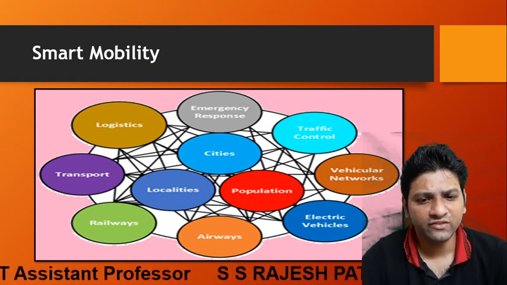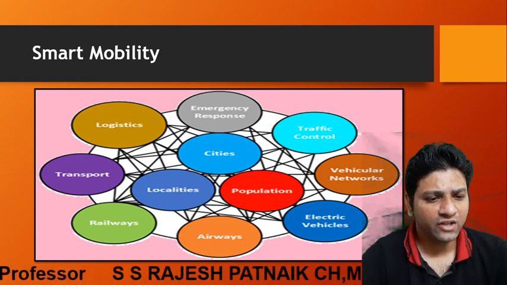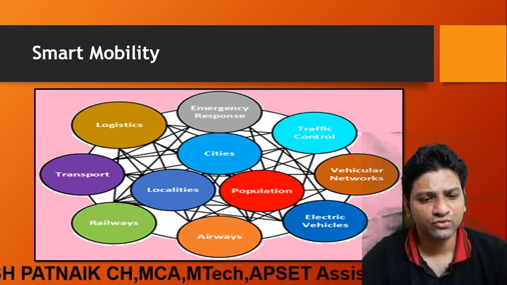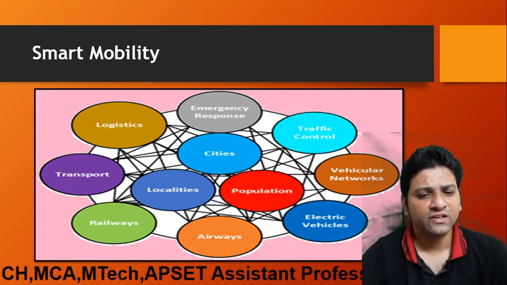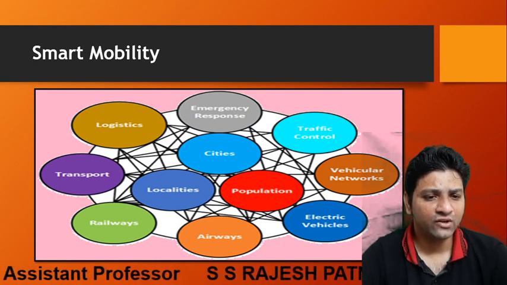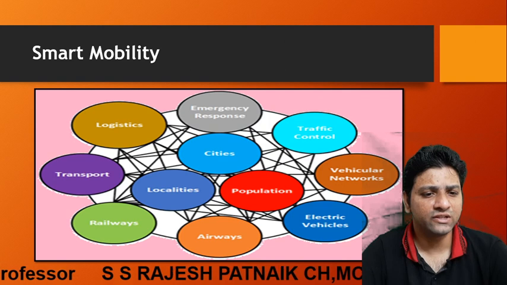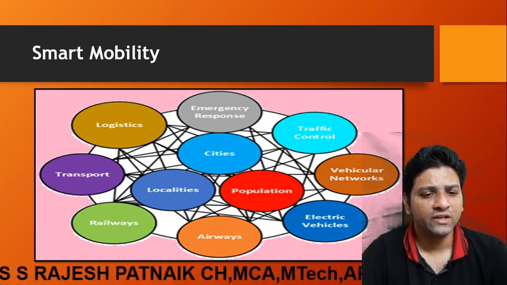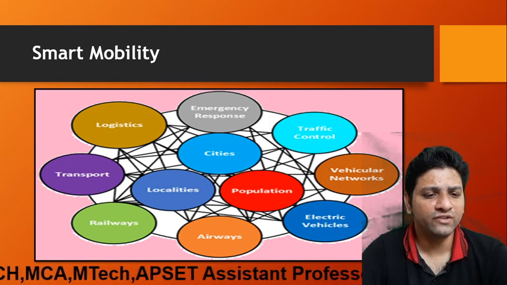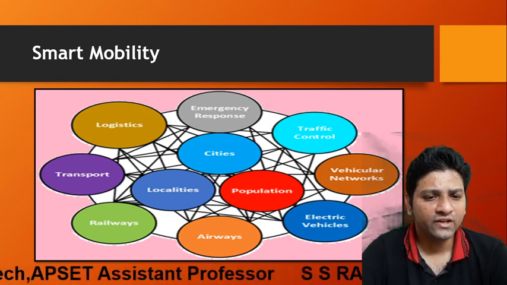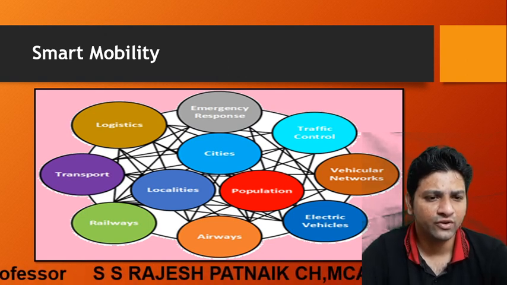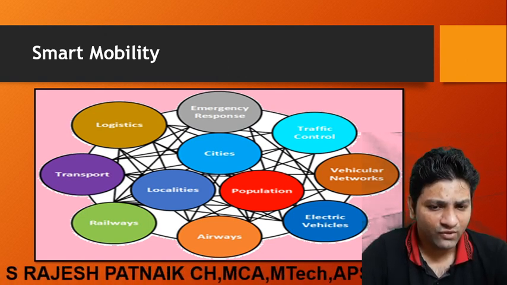There are, in cities, logistics or transportation. The transportation is done through railways or airways, electrical vehicles, vehicle networks, traffic controls. These all are part of smart mobility. Cities, like localities, the population use different types of goods transportation because they want that.